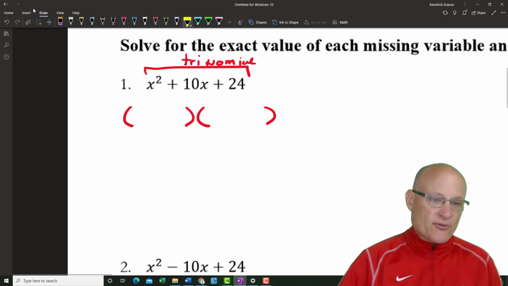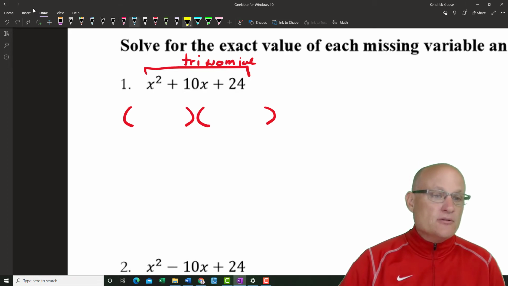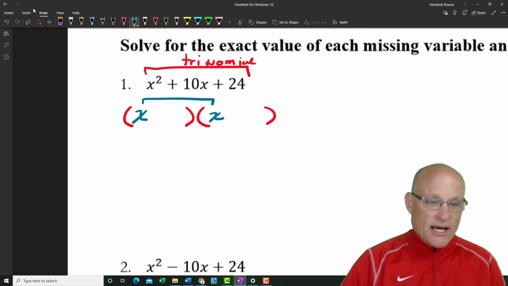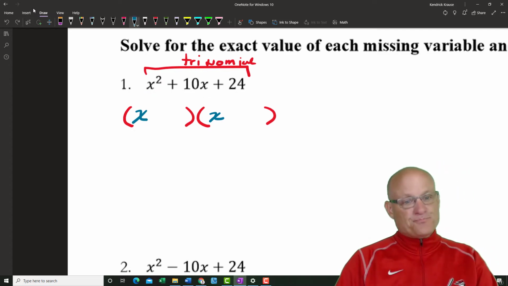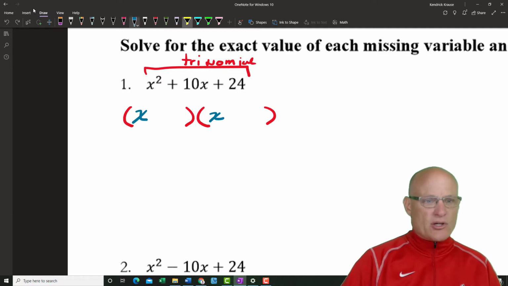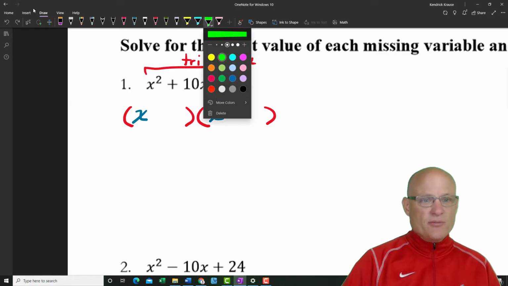So, first things first, we're going to put an x here and an x here. Now, why when we do that? Well, when we double distribute, x times x is x squared, and that's what we want. So that's done. Now, the next thing we're going to look at is this.